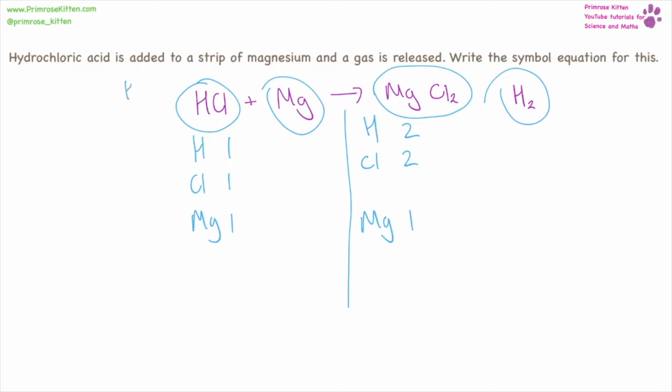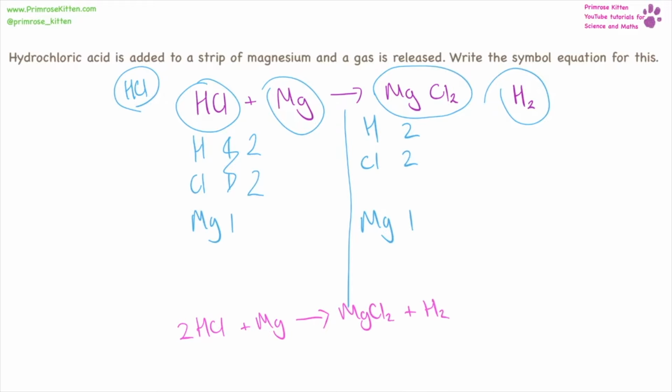The easiest way for us to do that is to add another HCl on there. Then redoing our numbers, we have 2 hydrogens and 2 chlorines. That is balanced. Writing it out neatly for the examiners, because just leaving it like this won't get you the marks: we have 2 moles of hydrochloric acid plus magnesium turns into magnesium chloride plus hydrogen.